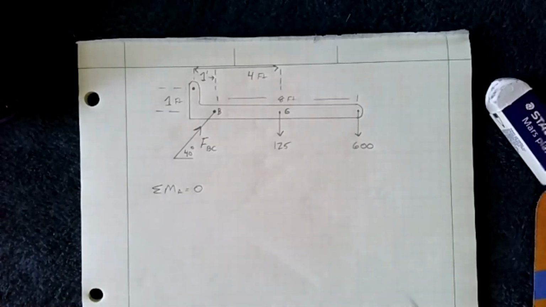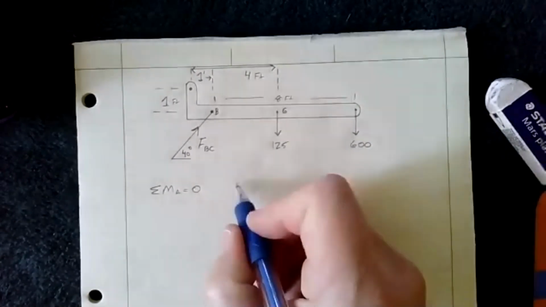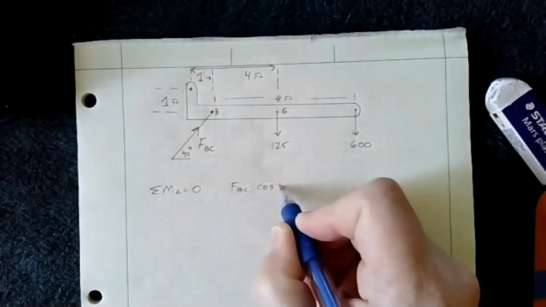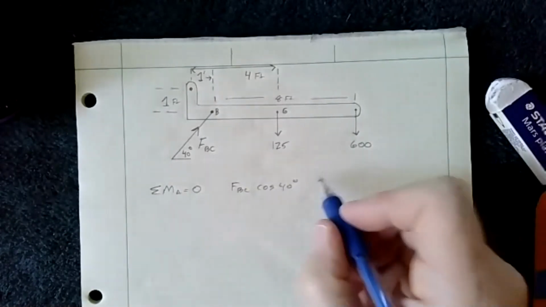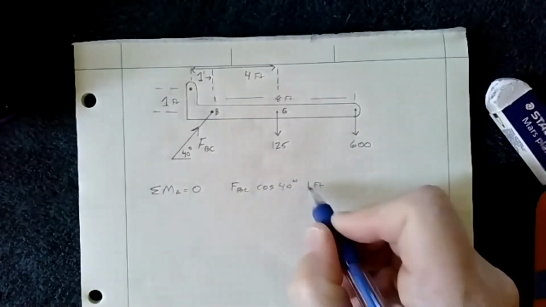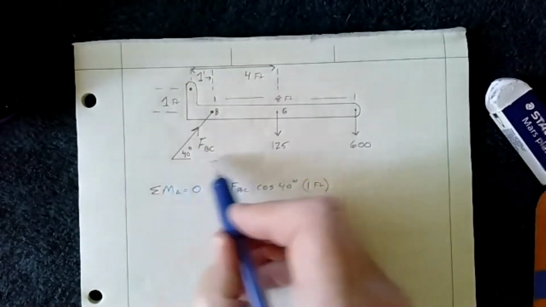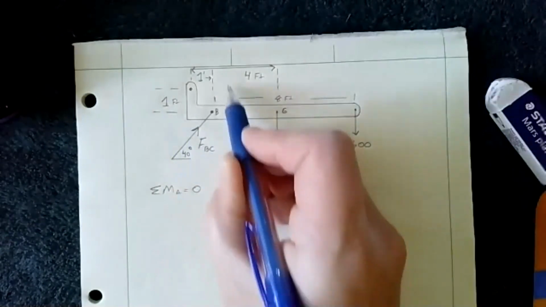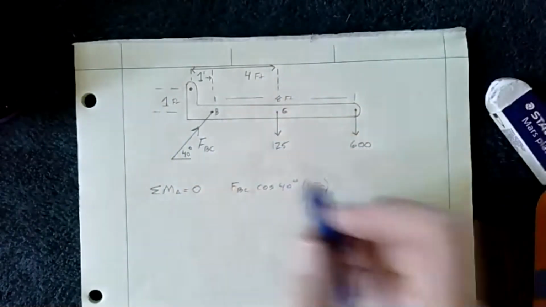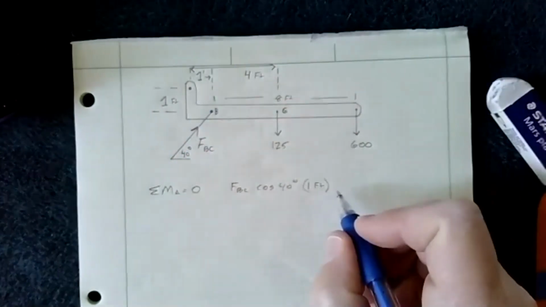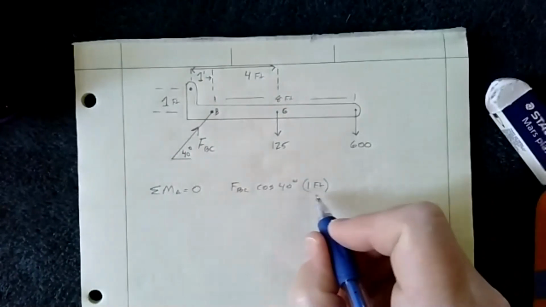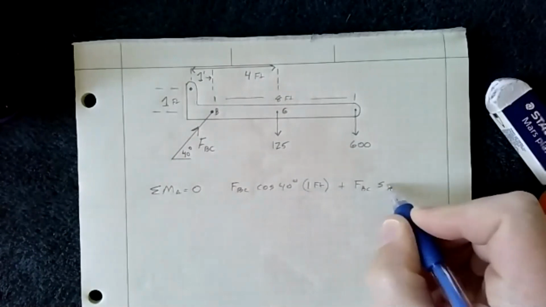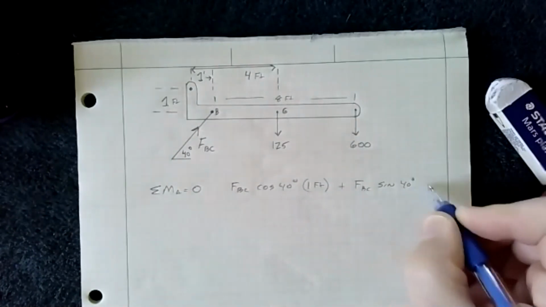But if I do that, I notice that force BC cosine 40 times 1 foot. That's the horizontal component, which is only 1 foot, basically this here, 1 foot away from A. And the same with the vertical. So FBC cosine 40 times 1 foot plus the force in BC sine 40 times 1 foot.